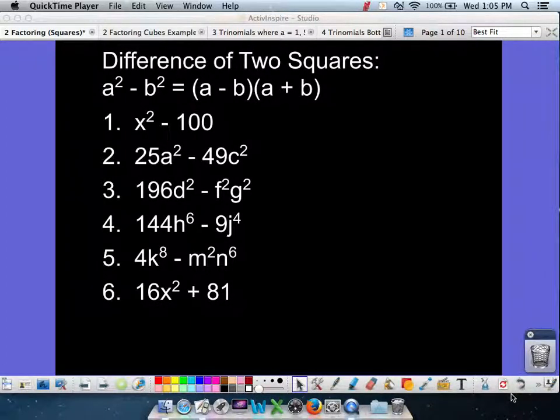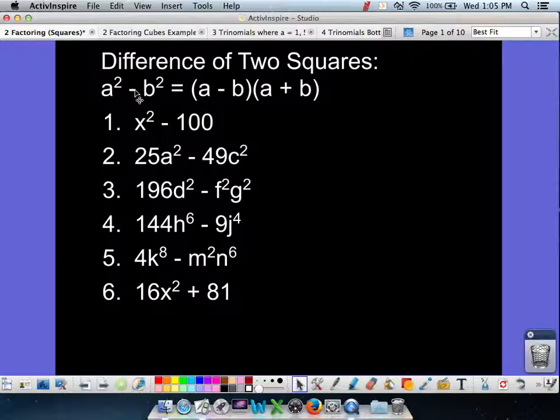We're looking at factoring the difference of two squares, a squared minus b squared. Each of those words is very important. The first one is difference. In our formula or in our problem, we're going to have the difference of a binomial. That means we're going to have to subtract. Not a sum, not a product, but a difference.